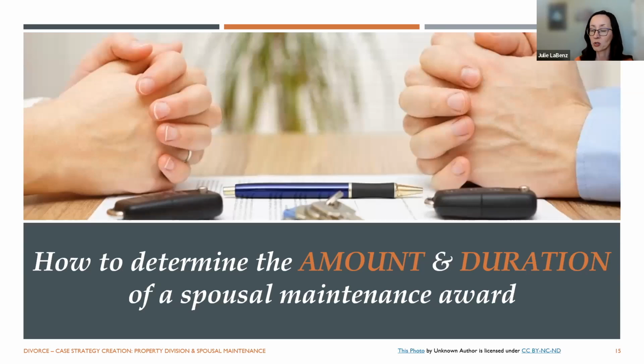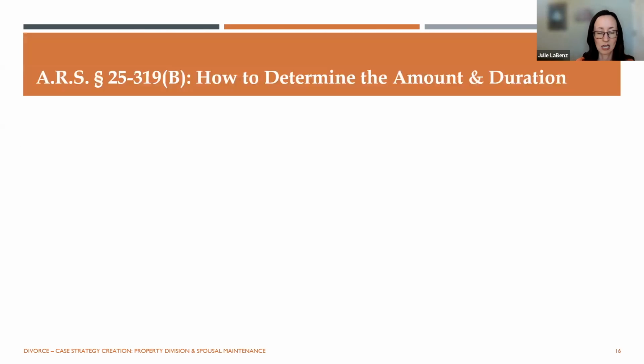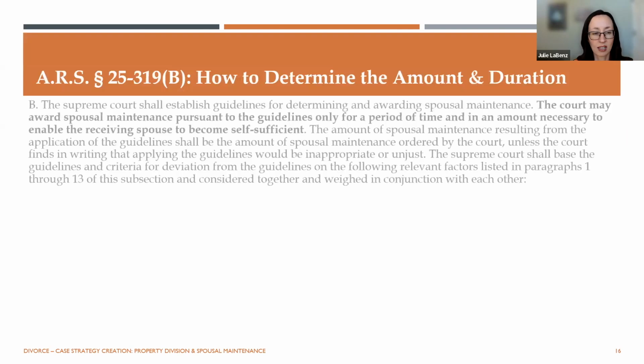Okay, so first, the burden is on the party requesting spousal maintenance. They need to show that they qualify under 1 through 5. If they qualify, the next thing is to determine how much is going to be paid per month and for how long, for how many months, or for how many years. For this, the court looks at subsection B.